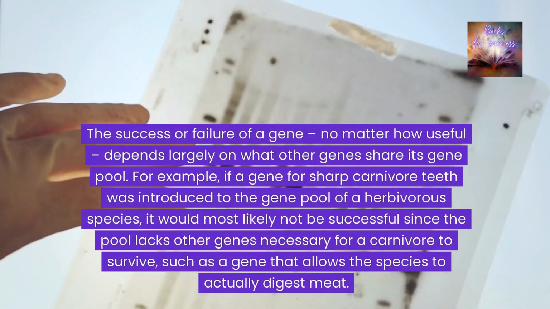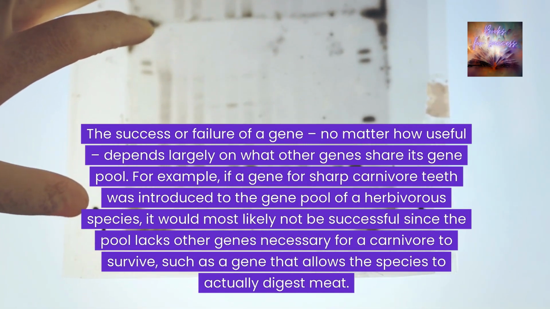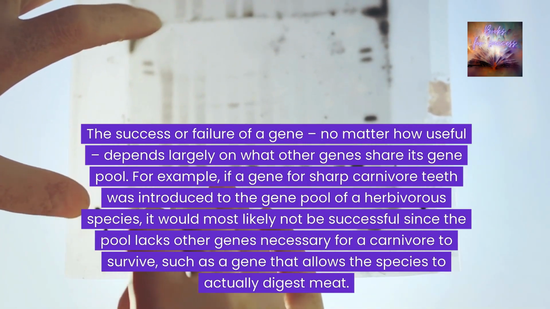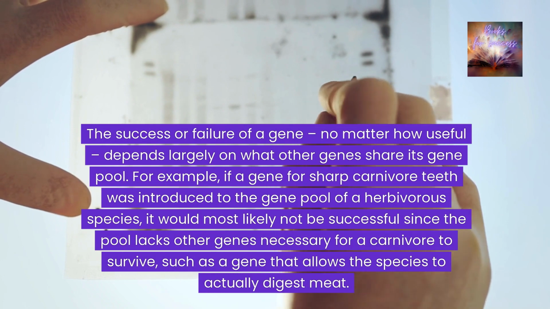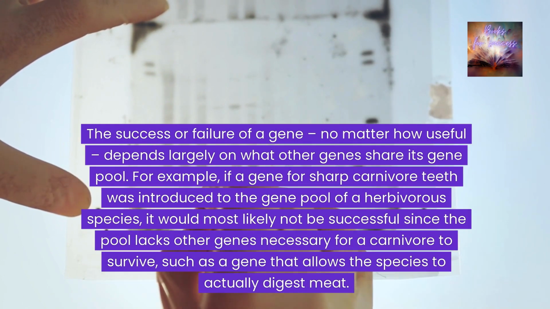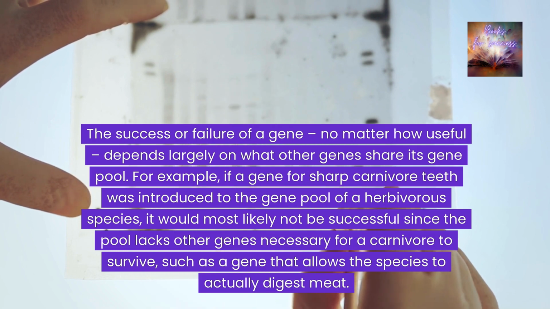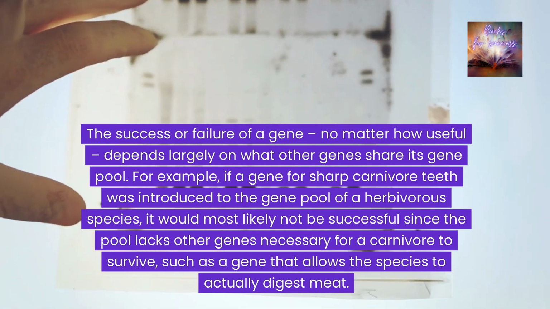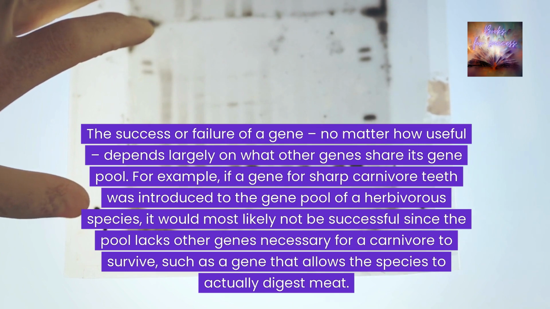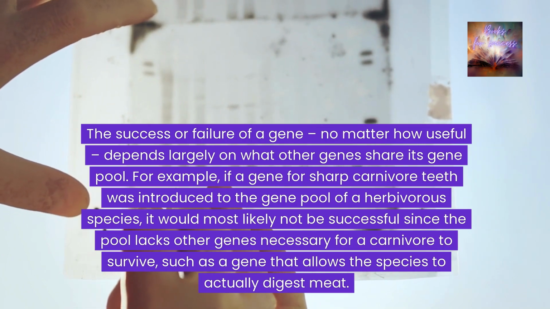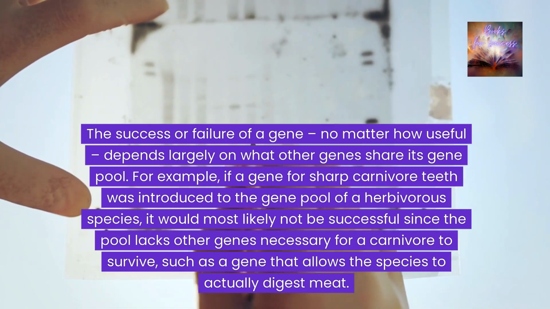The success or failure of a gene, no matter how useful, depends largely on what other genes share its gene pool. For example, if a gene for sharp carnivore teeth was introduced to the gene pool of a herbivorous species, it would most likely not be successful since the pool lacks other genes necessary for a carnivore to survive, such as a gene that allows the species to actually digest meat.